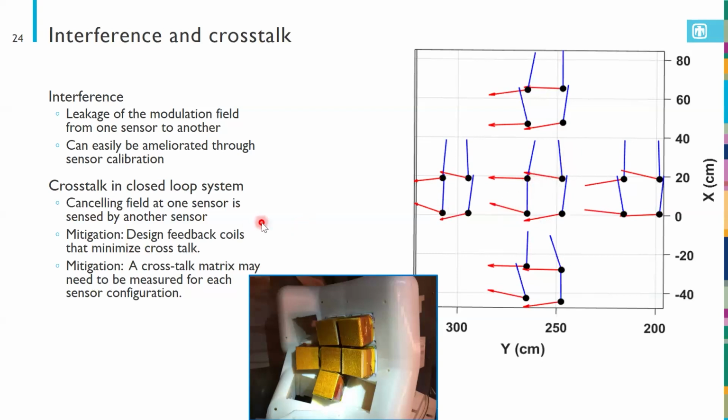And then crosstalk is what I would say happens in a closed loop system, where you're canceling the magnetic field at the location of the atoms, and that leaks over to the adjacent sensor. And the mitigation there is to design feedback coils that minimize the crosstalk. And then also you can measure a crosstalk matrix, so that if you make a magnetic field in one measurement, you know how much that's affecting the neighboring sensor. And with that matrix, you can cancel out this effect, or in post-processing, get rid of this effect.